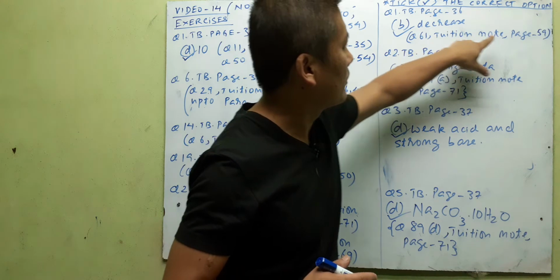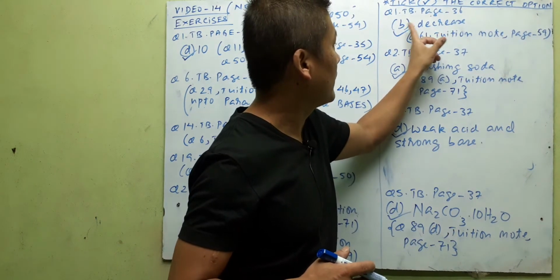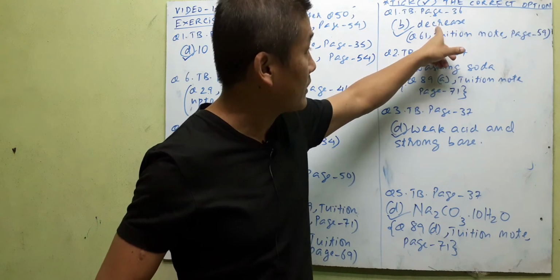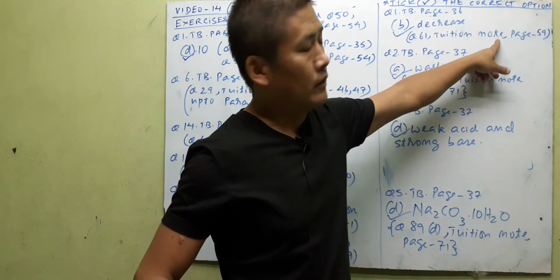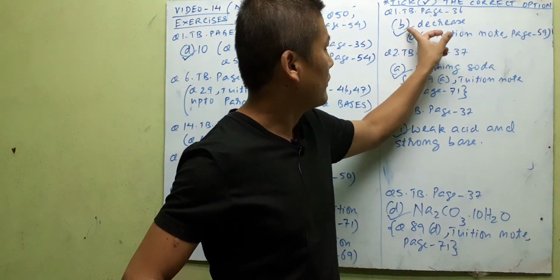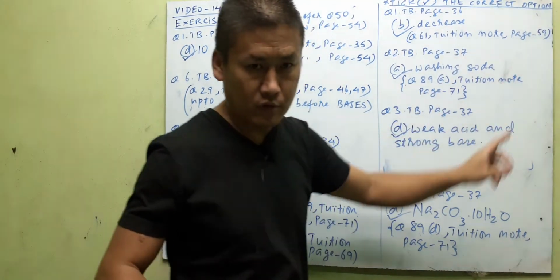Okay, tuition note, page 59. Tick B, decreases, okay? The pH decreases. And why does it decrease? You will find the reason here. You already know, but just keep it as reference. Where you have tick B, there you write this one on your textbook.